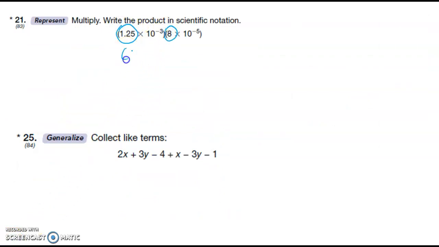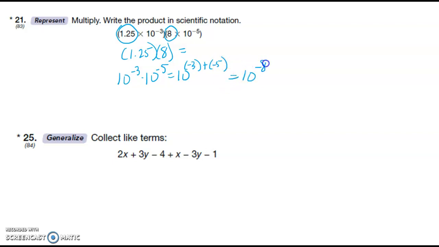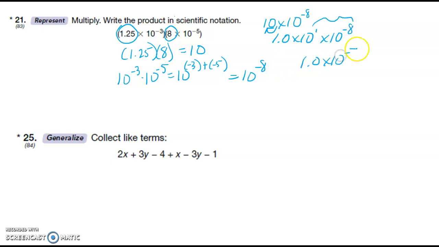Multiply and write in scientific notation. We got this. And then 10 to the -3 times 10 to the -5, which is 10 to the -3 plus -5, is equal to 10 to the -8. 1.25 times 8 is 10. So I have 10 times 10 to the -8. This is not scientific notation. I have to move the decimal. And then 1 plus -8 gives me -7.